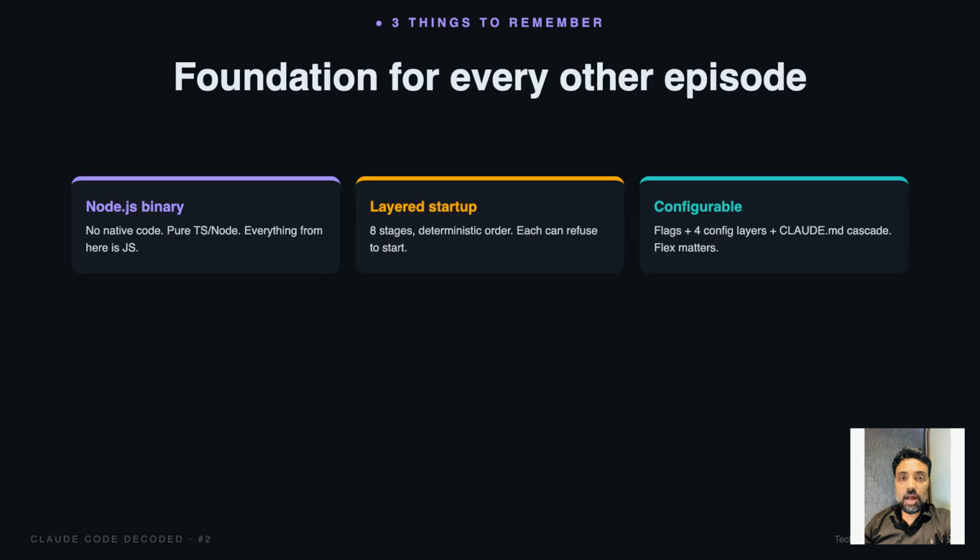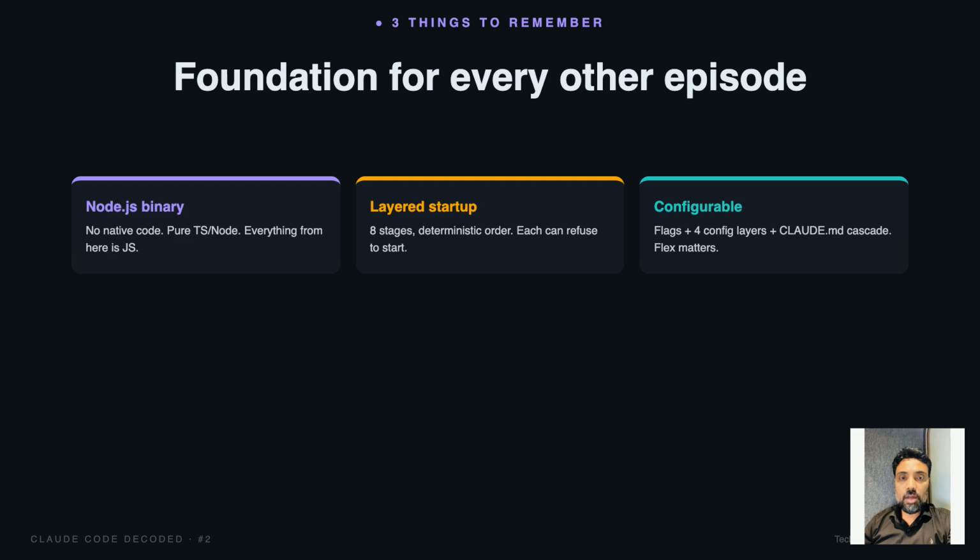Stage 8, the agentic loop starts. The CLI hands off to the main event loop, which reads your input, sends it to Claude with the full context, gets a response, runs any tool calls, repeats. That loop is its own thing, and we cover it in detail in episode 3. For today, the important thing is by the time you see the prompt, everything we just walked through has run in order in milliseconds.